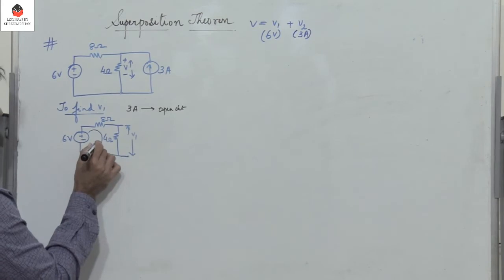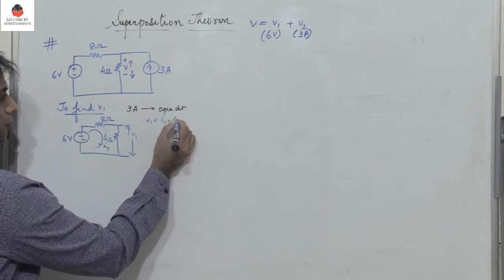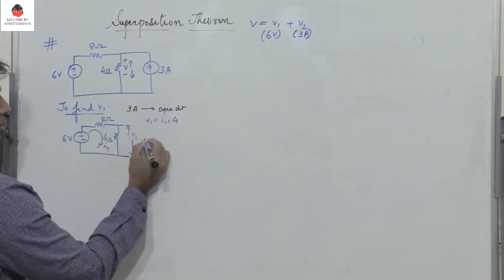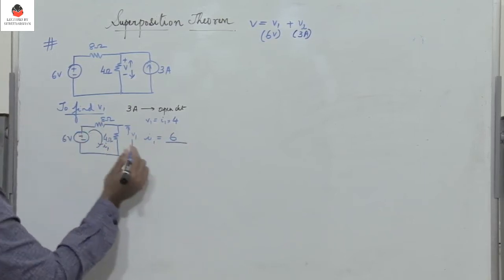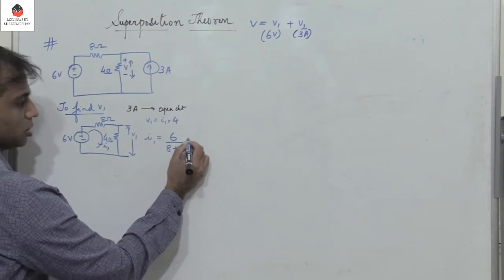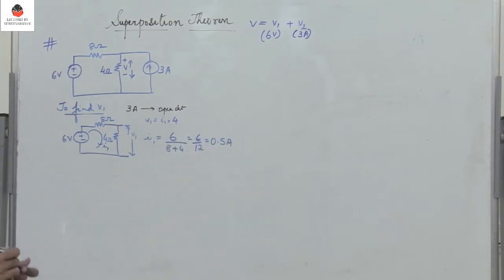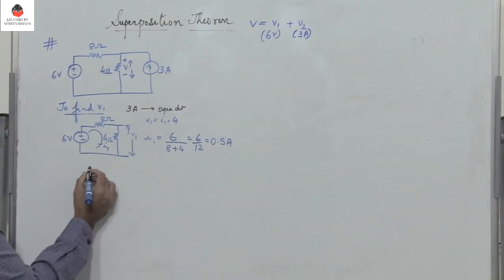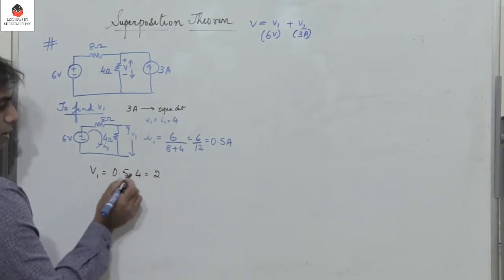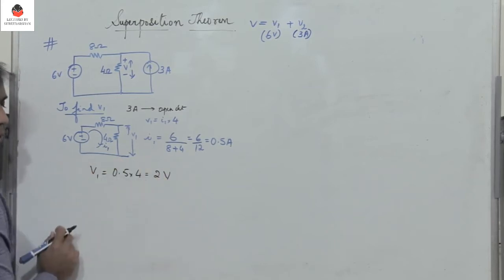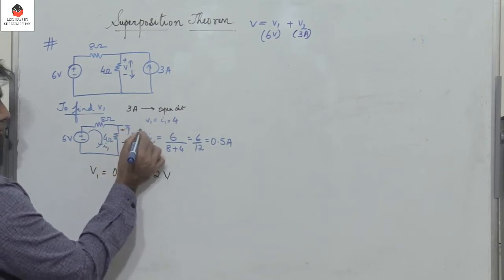Let the current flowing through the circuit be I1. So V1 is I1 into 4. Let's find I1. What is I1? I1 is the voltage, which is 6, divided by the sum of the resistors, which is 8 plus 4, which is 12. So 6 by 12 gives 0.5 amperes. So this is I1. So V1 is I1, which is 0.5 into 4, which gives 2 volts. So V1 is 2 volts. So this is what I've got.